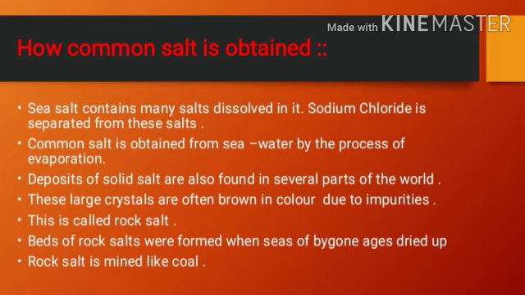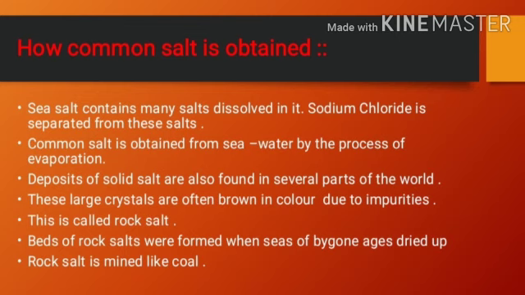The sun's heat evaporates the water slowly and common salt is left behind. This common salt is impure because it has some other salts mixed in it. It is purified to obtain pure common salt. On the other hand, it also occurs in solid form as rock salt because underground deposits of common salt are found in many parts of the world.